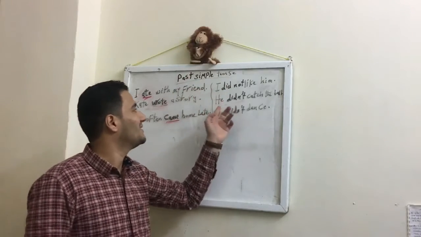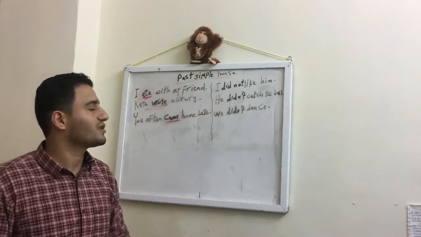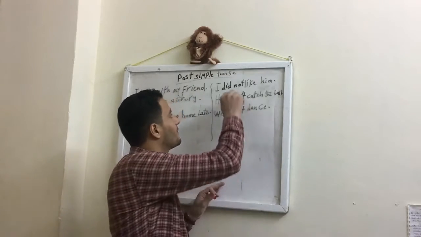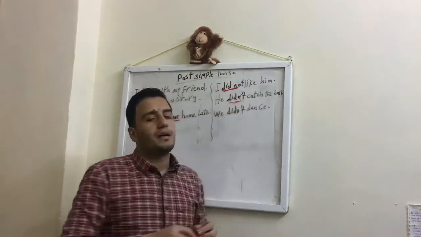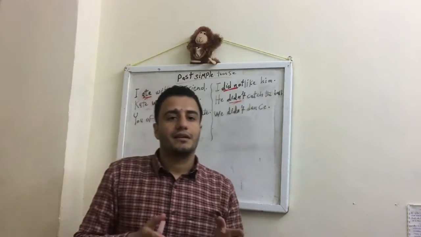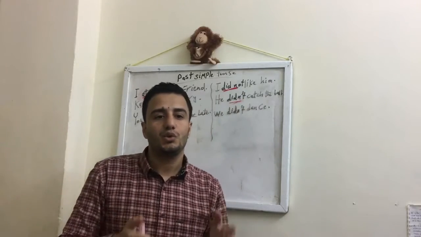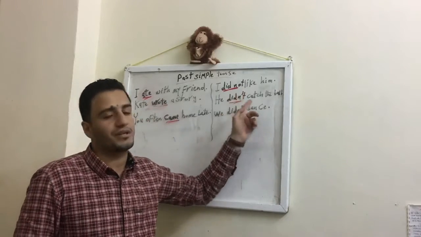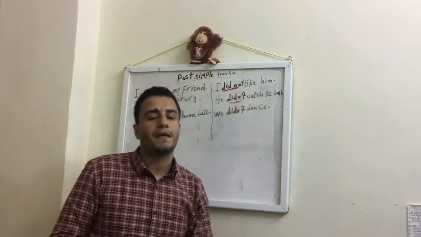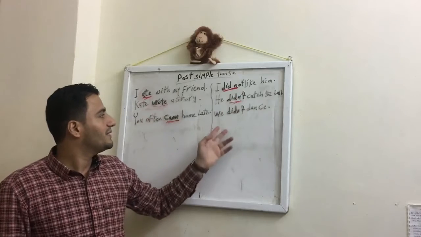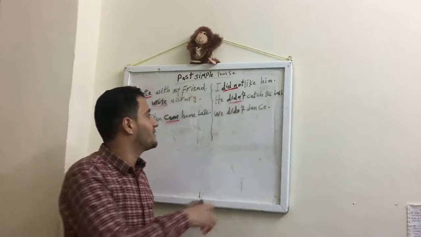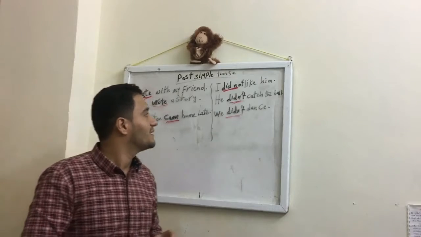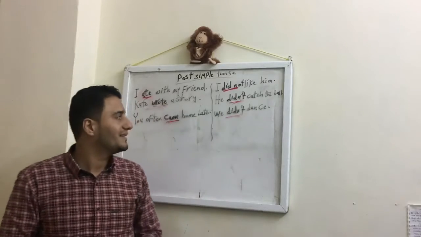The second one, he didn't catch the ball. Again, it's he did not, but we used a contraction here. You can see the contraction by adding an apostrophe. We didn't dance. Okay. We put didn't to make this sentence in the negative form. We didn't dance.